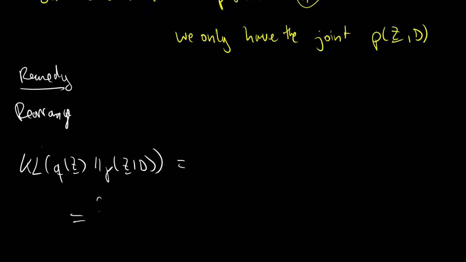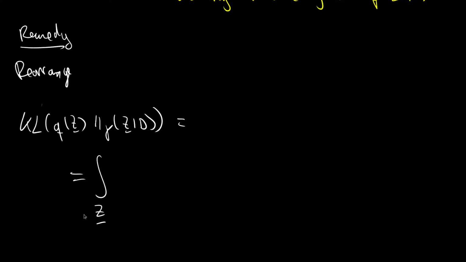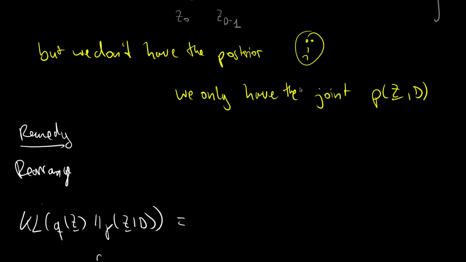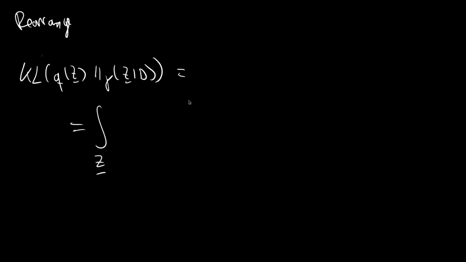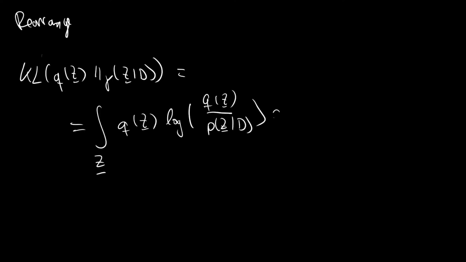And we have the integration over all Z. I will use a shorthand notation that is mathematically not necessarily correct, but I will combine all the integrals into one and denote a vector Z in order to integrate over Z. Then we have our Q of Z times the logarithm of Q of Z over P of Z given the data, closing brackets for the logarithm, and then d vector Z, which mathematically I would also say is not too correct, but it's just a shorthand notation in order to simplify it.